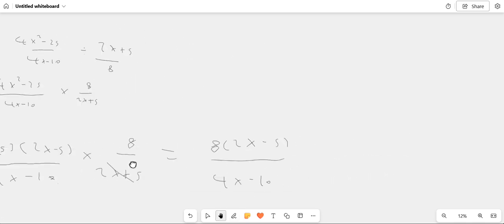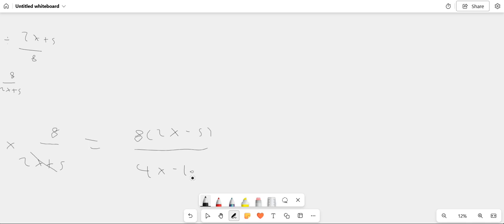But on the bottom, we can take out another 2. Yeah, the bottom isn't fully factorized yet. So if I take out a 2 there, it'll become 2 open bracket 2x minus 5 here. 8 times 2x minus 5. So therefore, these two cancel here. And that becomes 8 over 2 will become 4.